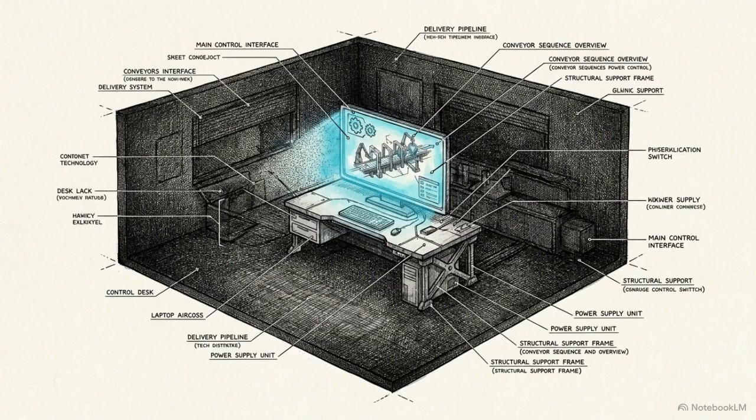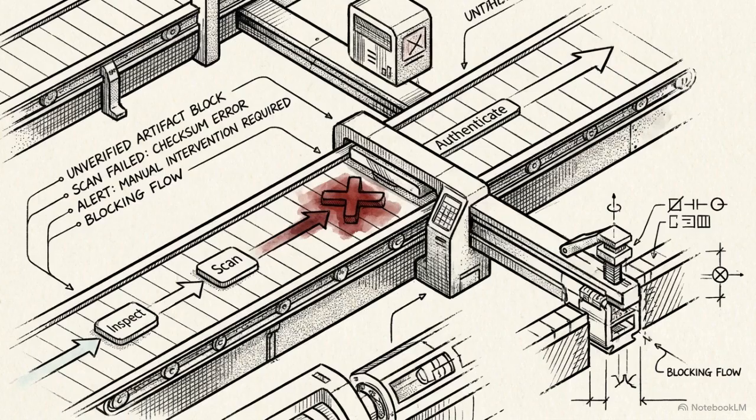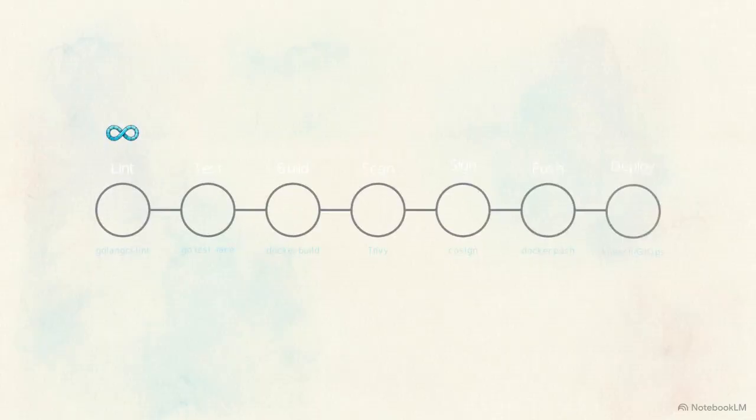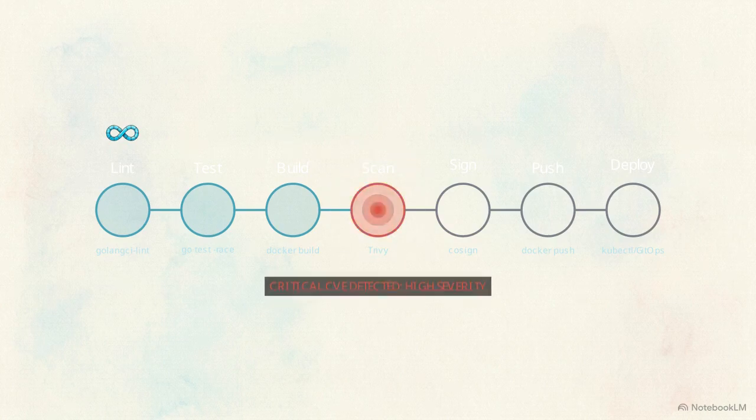The final layer is the delivery pipeline. This acts as an automated enforcer, blocking unverified artifacts from ever reaching the production cluster. This pipeline illustrates our 7 stages: lint, test, build, scan, sign, push, deploy. Notice the sequence stops at the scan stage. Trivy analyzes the artifact, and if it detects a critical CVE in the base image or dependencies, the pipeline hard fails immediately.